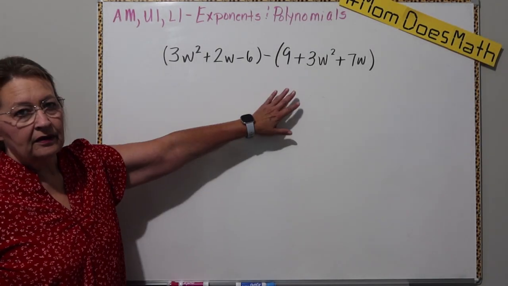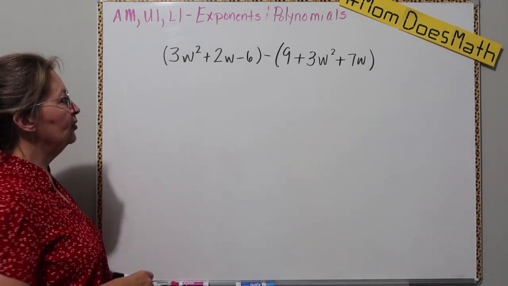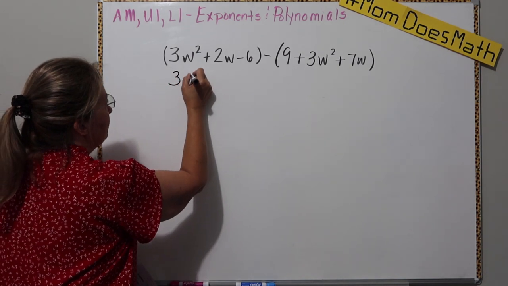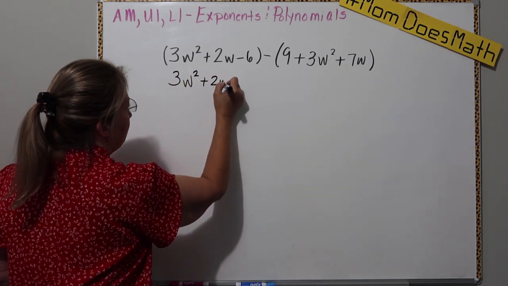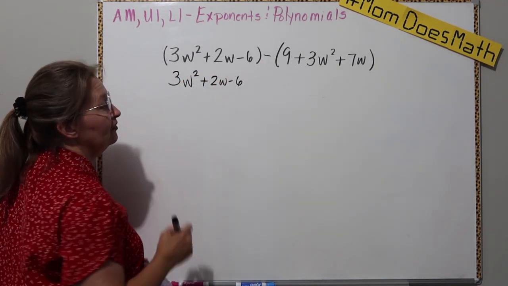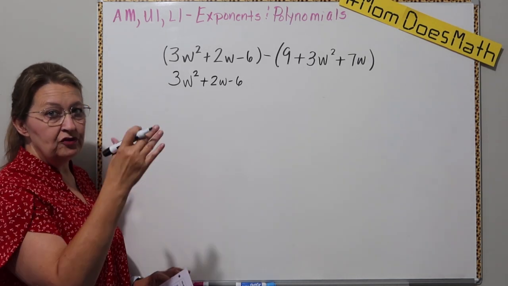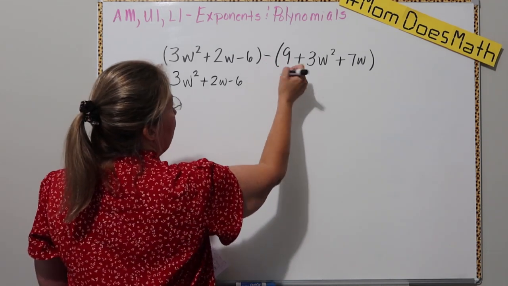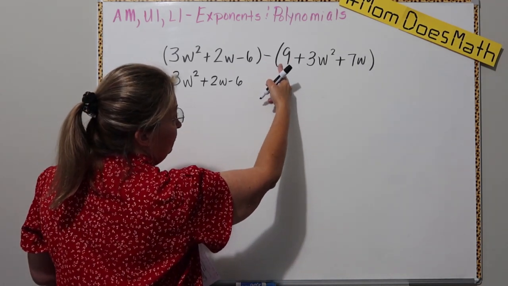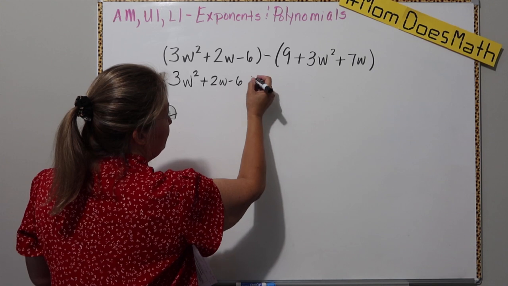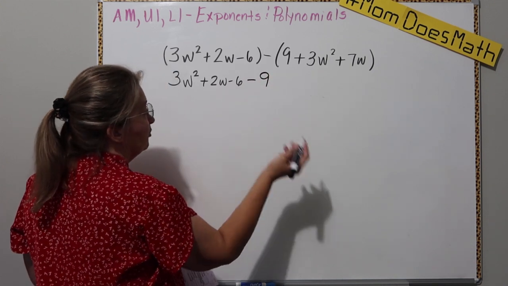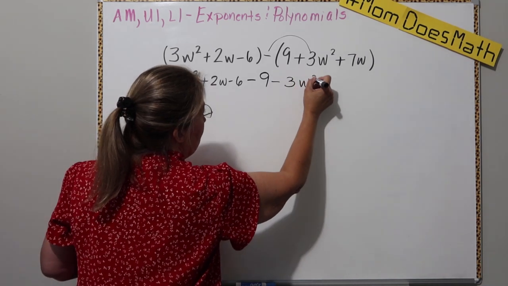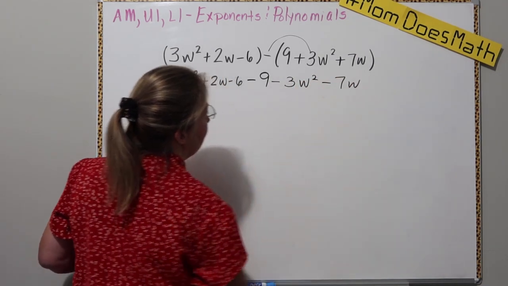Okay, let's look at this combination of polynomials. We need to get rid of parentheses. Out front of this is positive 1. So when I distribute it, nothing changes. Now, this one's a little trickier because it's got that minus sign there. So when you distribute, you've got to distribute a negative 1 or a minus 1. So this 9 is actually positive right now because it's inside the parentheses, but when I distribute, it's going to become negative 9 or minus 9. When I distribute this, that's going to be minus 3w squared and minus 7w.